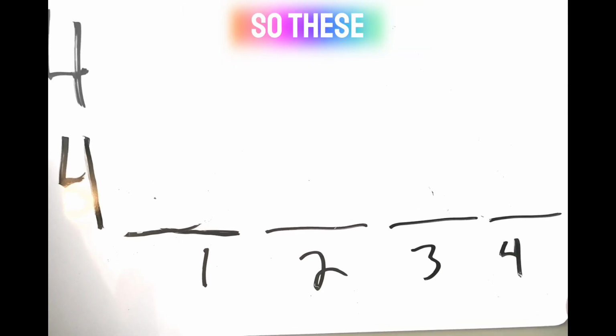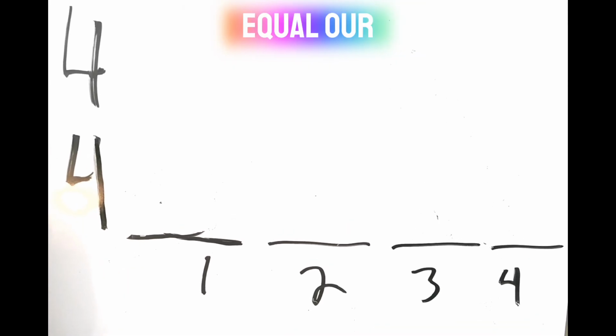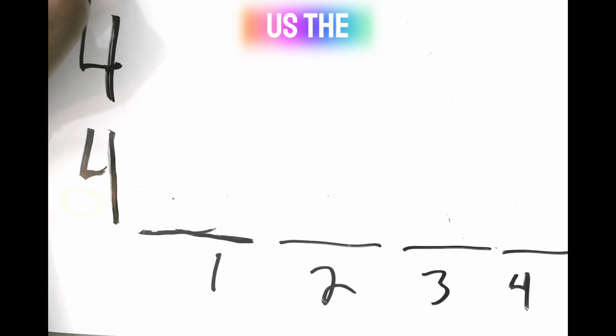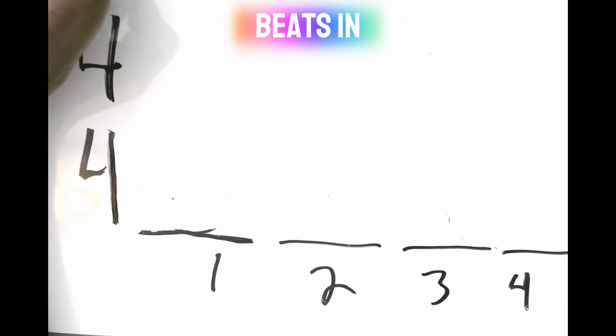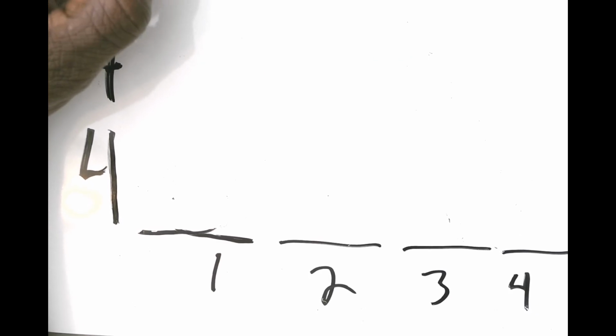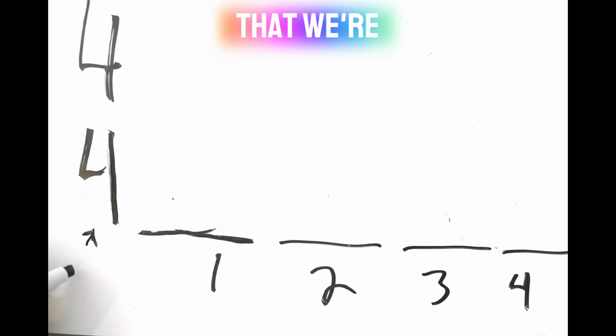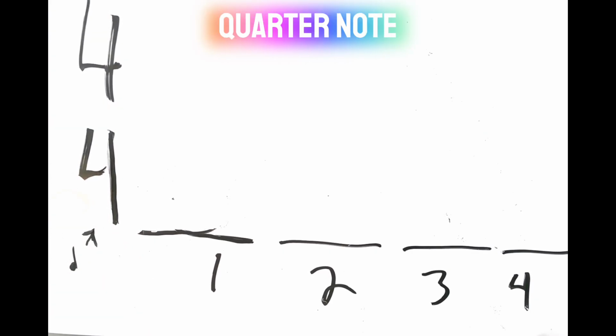Okay, a little bit of background. So these 4 beats equal our measure. This time signature is 4/4. This top 4 tells us the number of beats in each measure. And the bottom 4 is telling us that we're going to count with the quarter note.